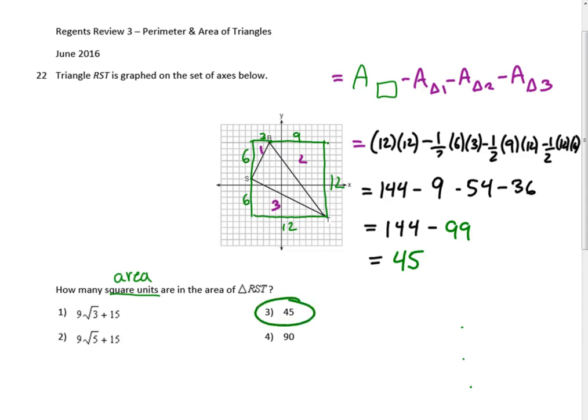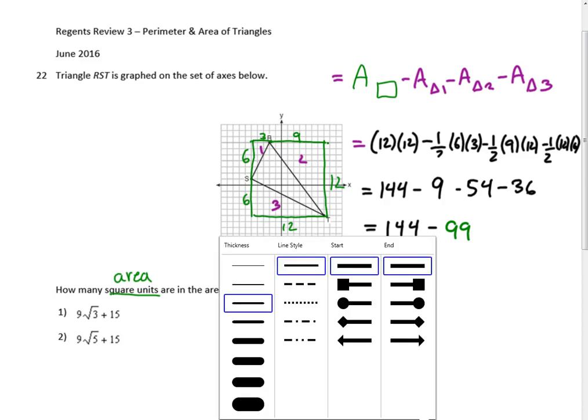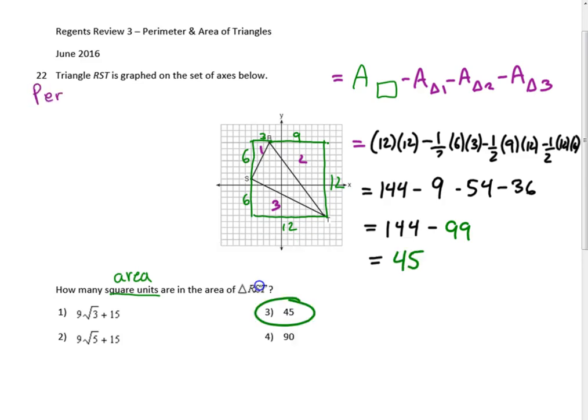In this case, the question is not asking for it, but I just want to go over it because the other way that they ask this type of question is they'll ask about the perimeter. So if we were going to do the perimeter, how would we find it? Well, the perimeter uses the distance formula. We think about our distance formula as x2 minus x1 quantity squared plus y2 minus y1 quantity squared, take the square root to find the distance.